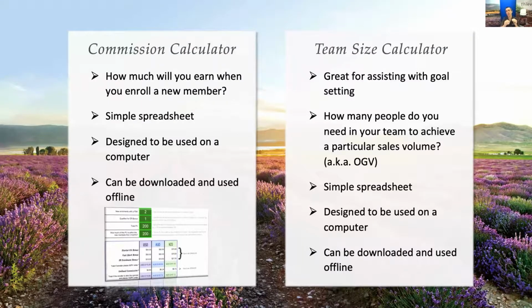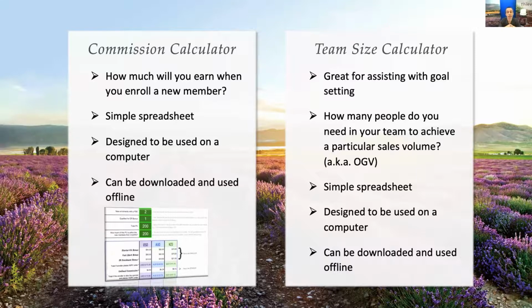Now, this is a relatively simple spreadsheet setup. Those of you who are familiar with spreadsheets, it'll look quite familiar to you. It's been designed to be used on a computer rather than on a phone. It can be downloaded and you can actually use it offline as well. Because it is an online spreadsheet, you can download it to your computer and save it on your hard disk and bring it up and use it on your own computer. Or you don't have to worry about that. You can just use the online version. So that's the commission calculator that we'll be talking about today.